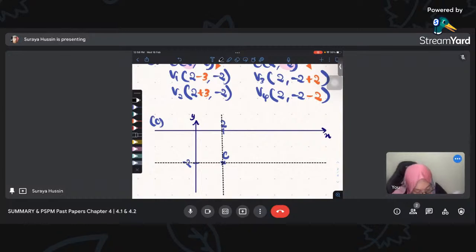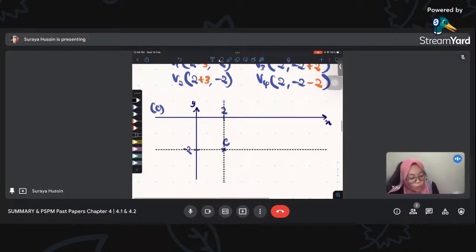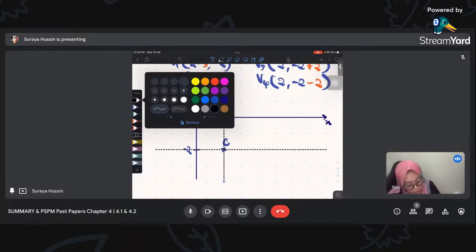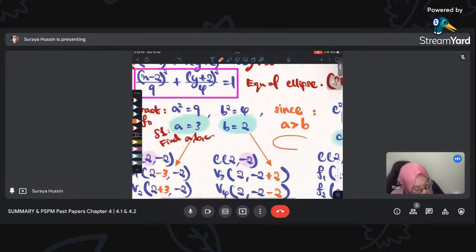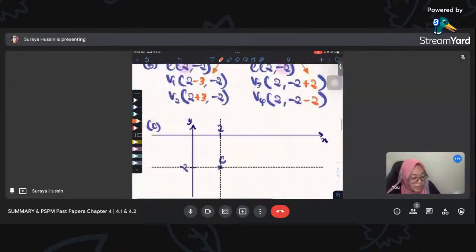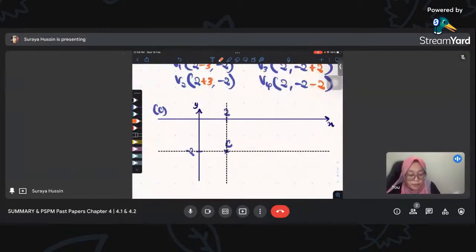Okay, after you have made this dotted line, it's something that you know. Oh, I know the shape, because A is greater than B, so I know the shape is a horizontal ellipse. And so I know that it will be bigger. It will be like this, for example.